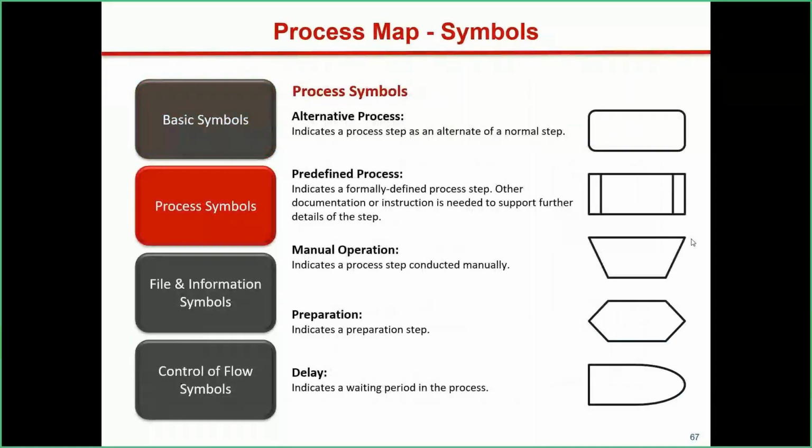Now these are alternative symbols. Good to know. Alternate process indicates a process step as an alternate of a normal step. Predefined step indicates a formally defined process step. Other documentation or instruction is needed to support further details of the step.